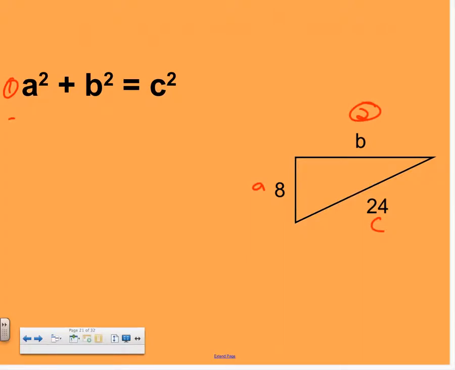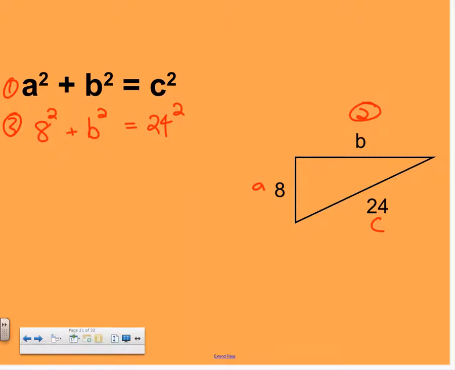And then number 3, we need to substitute into our equation. I know that 8 was A, so I'm going to have A squared. Now this time, notice that we do not know what B is. So we keep B in the equation, and we do know the hypotenuse. We are aware of what C is. It's 24, so we have 24 squared. Okay, so we have written out the Pythagorean theorem. We have labeled all of the sides of our right triangle. We have substituted what we know into the equation.